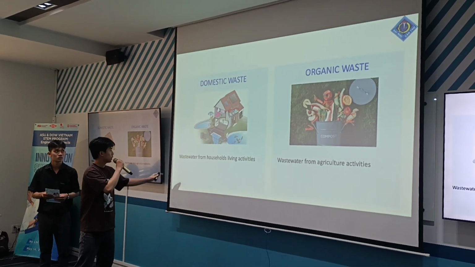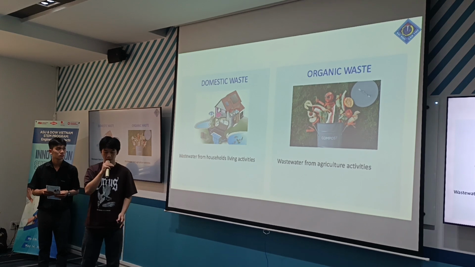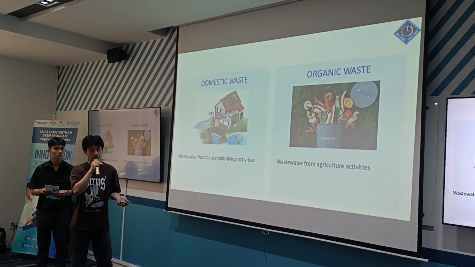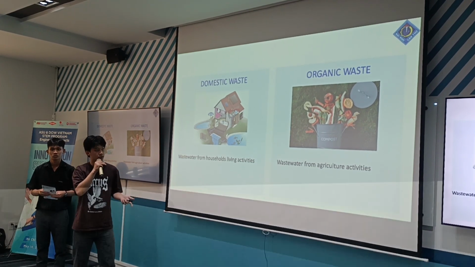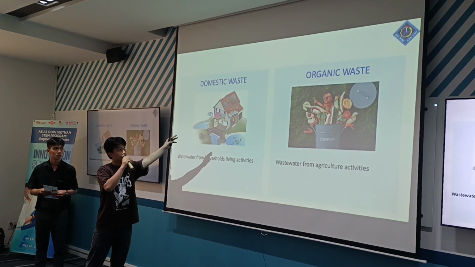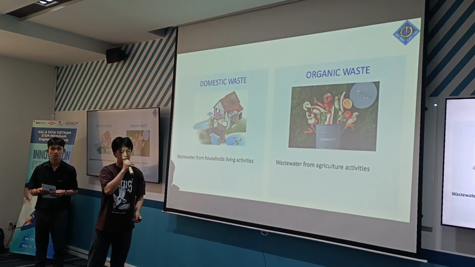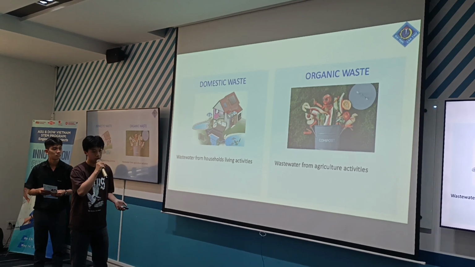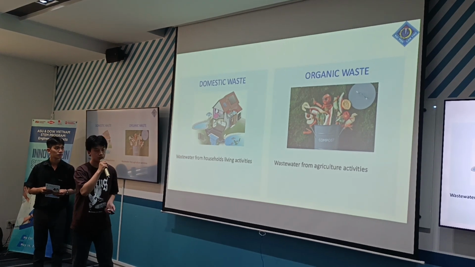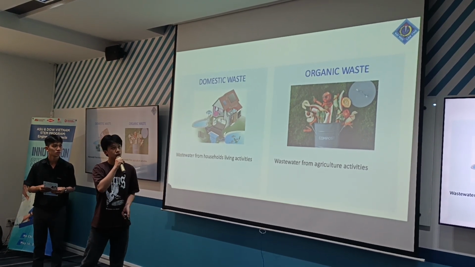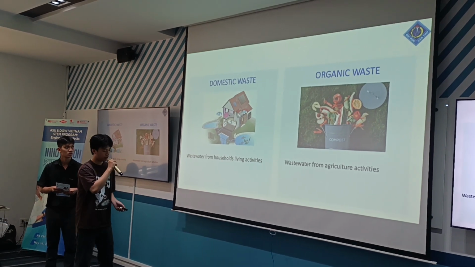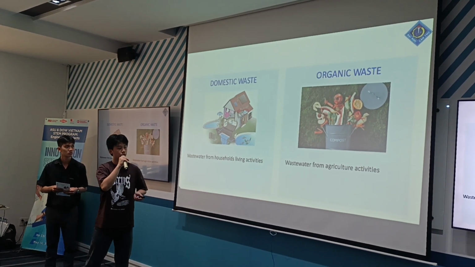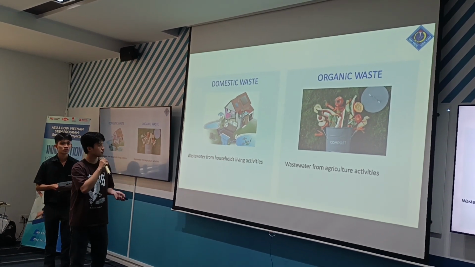So with the statistics, we can see that the sources of pollutions are coming from the domestic waste, which is wastewater from households, from living activities, for example, wastewater or hygiene. And another thing is the organic waste from the agriculture activities, like watering or like shrimp ponds, etc. Those are the main sources of the urban waste, of the urban waterways.